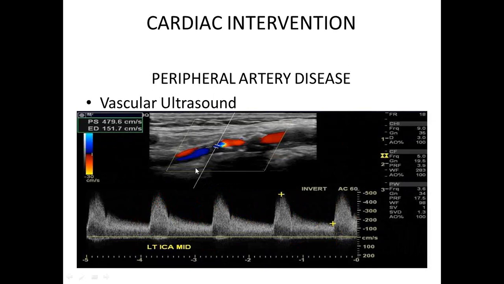Again, you put your color on, you get some aliasing right there. You can see that there are some plaques there. And you put your Doppler, you get a peak systolic velocity and your end diastolic velocity. So in this case, the peak systolic velocity is 479.6 centimeters per second, and the end diastolic velocity is 151.7. You know, simple Doppler technique.